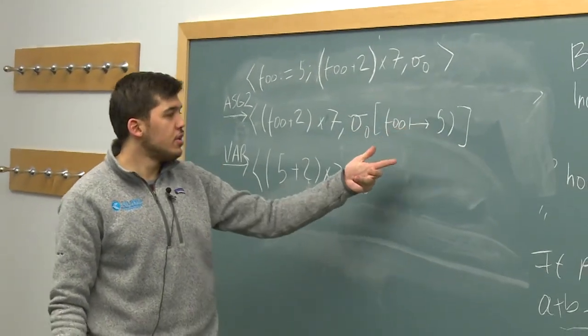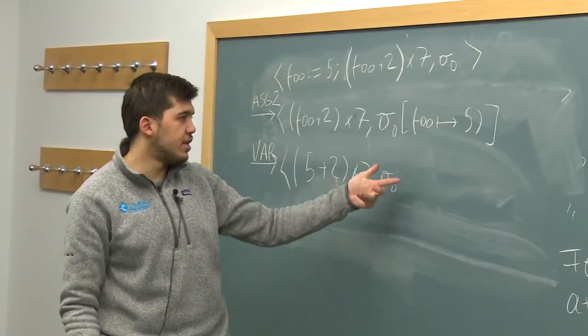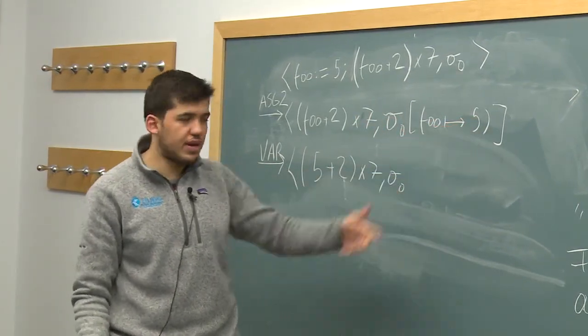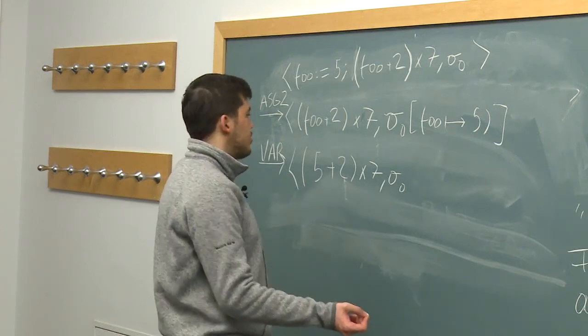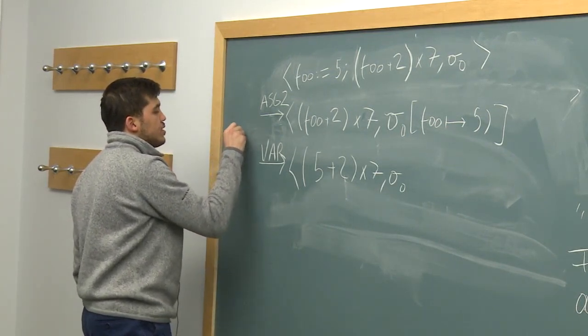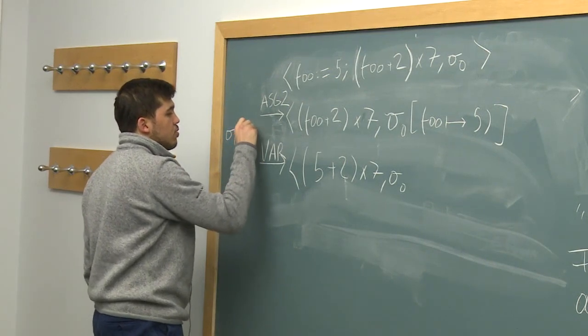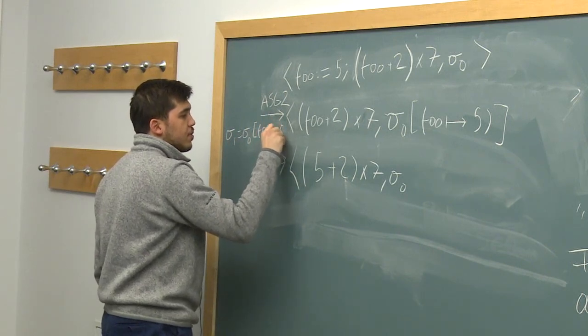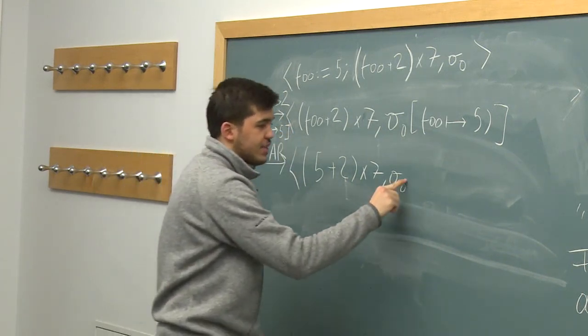At this point, if you get tired of writing this value, you can just say, okay, sigma 1 is equal to sigma 0, parentheses foo goes to 5. So let's do that just for demonstration's sake. So let's write here that sigma 1 is equal to sigma 0 with the fact that foo goes to 5. So now we don't have to keep writing the same thing.